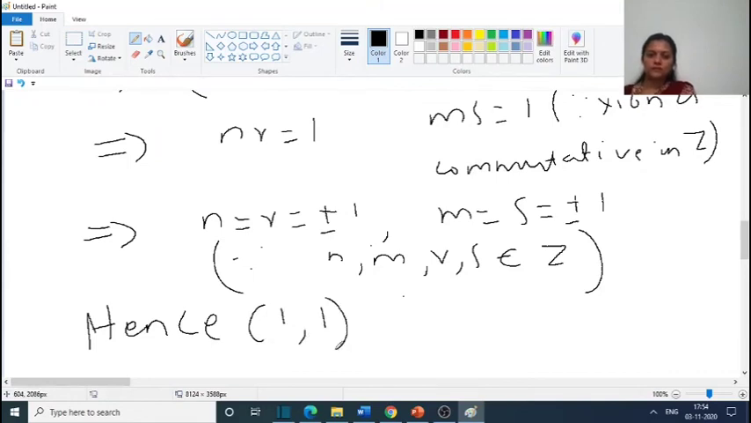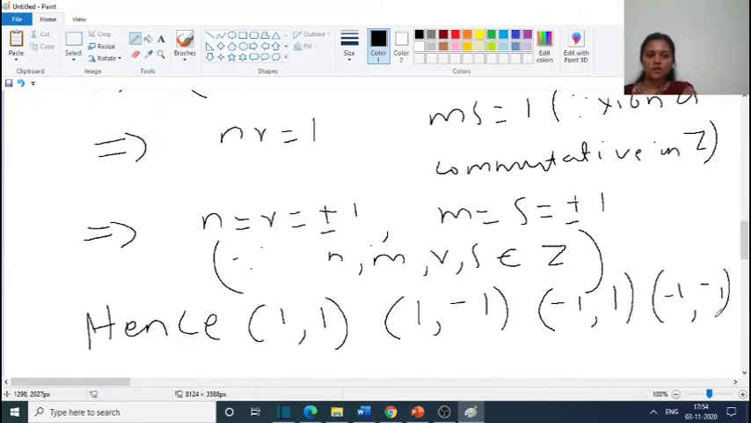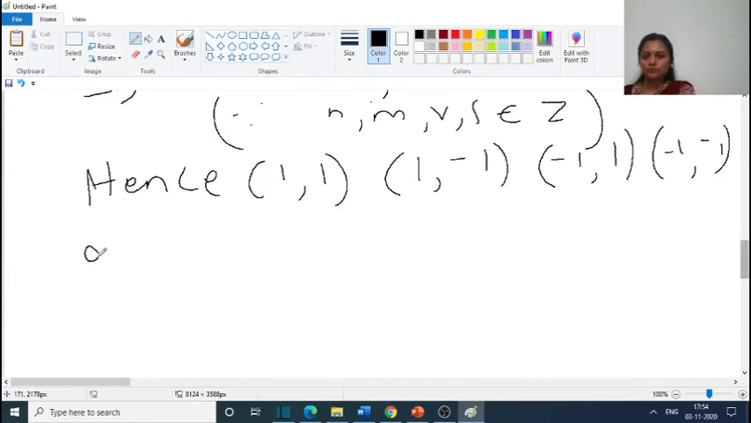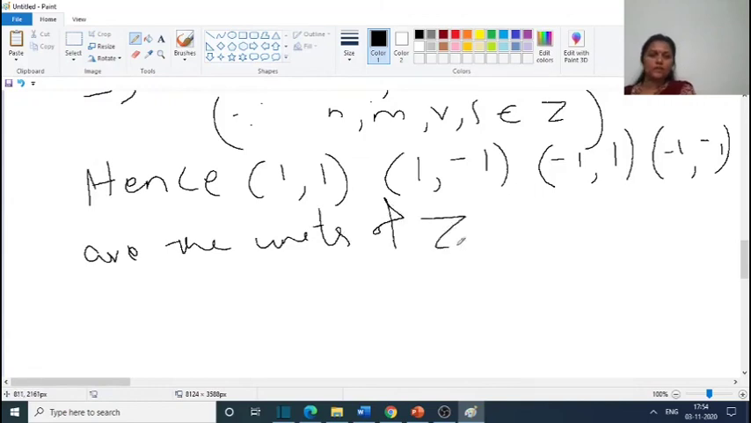Therefore, hence (1, 1), (1, minus 1), (minus 1, 1) and (minus 1, minus 1) are the units of Z cross Z.